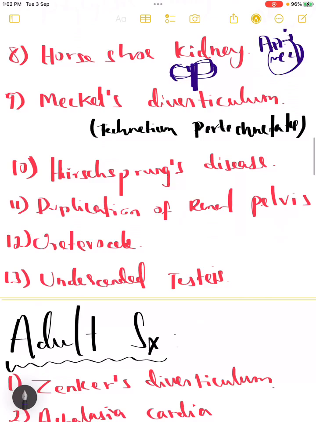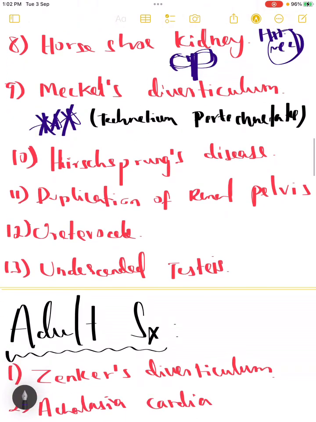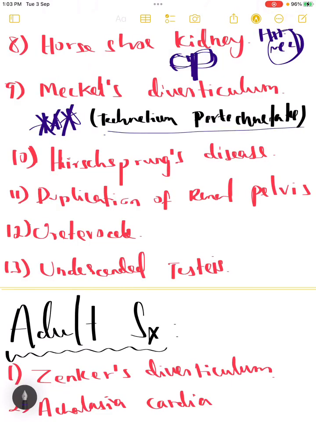Then Meckel's diverticulum. Meckel's diverticulum is something 10-star question again. After congenital hypertrophic pyloric stenosis, Meckel's diverticulum is something very important from pedia. Particularly for Meckel's diverticulum, there will be a different name for the investigation. I mean the radiological investigation, that is called technetium pertechnetate. That scan will be there for Meckel's diverticulum.